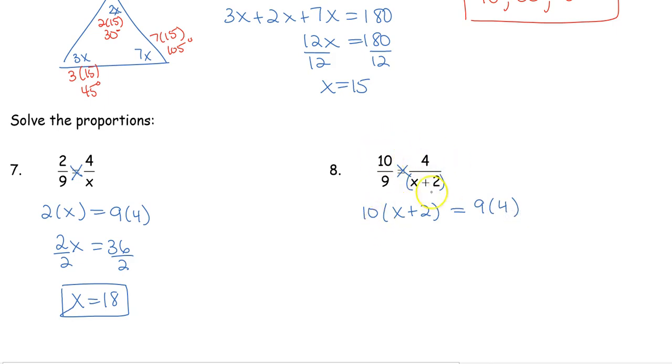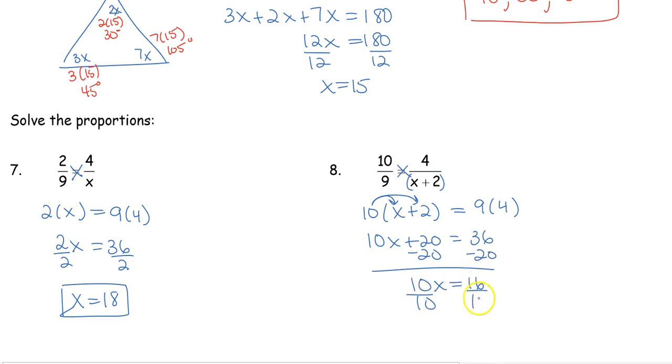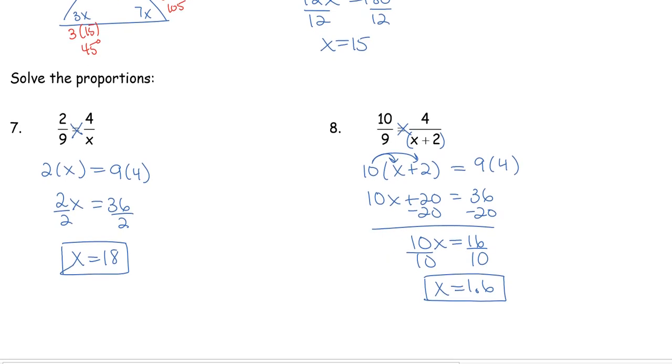The reason why this is going to matter with those parentheses, I'm distributing a 10 to both the x and the 2, so that gives us 10x plus 20 equals 36. We move the 20 over. 10x equals 16. Take 16 and divide it by 10, and we get that x is 1.6. All right, that is it for our ratios and proportions review.